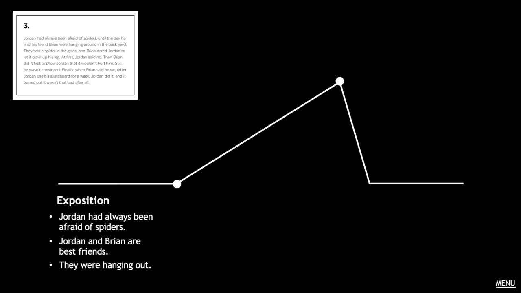So just going off of what we read in class, we'll touch on one of the examples before we do some hands-on work. So in story number 3, we first learn that Jordan has always been afraid of spiders and that he and his best friend Brian were hanging around in the backyard one day. That's the exposition. It's the background information, the situation before anything really interesting happens.